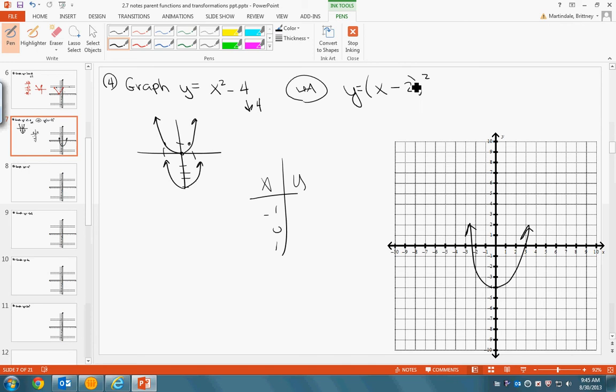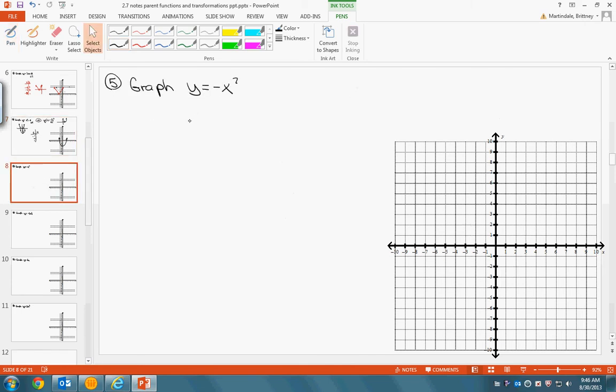So what does that mean? Right 2. So a quick sketch of that graph. Your original graph is right here at 0, 0. So you just move the whole thing right 2. And that's it. Again, t-table is fine. When you have a negative, it gets a little bit confusing.